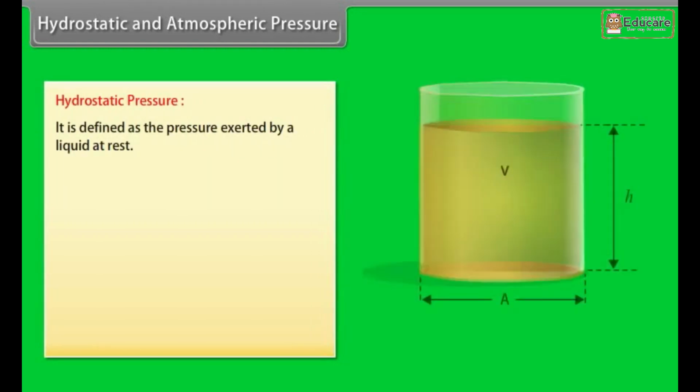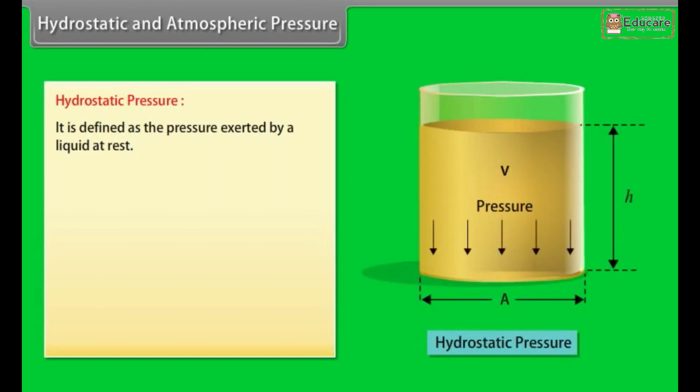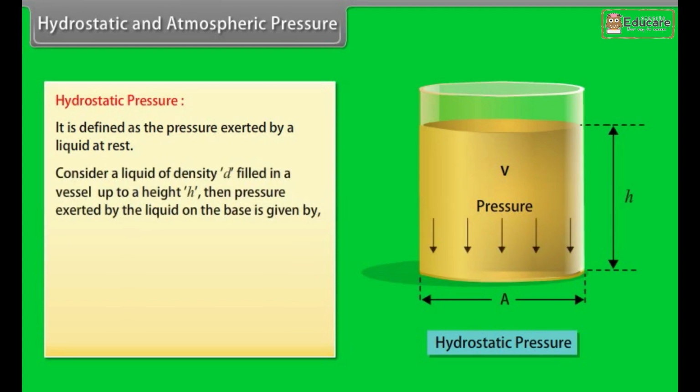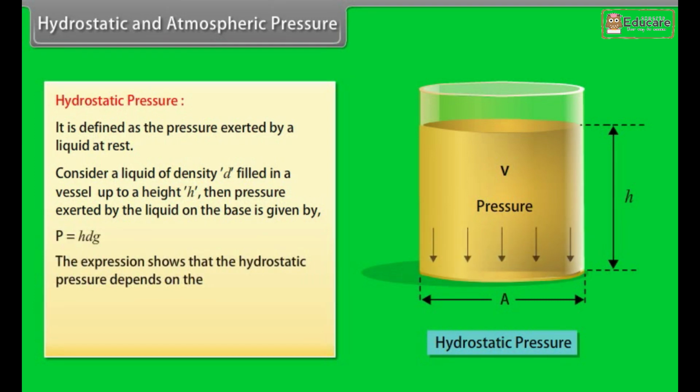Hydrostatic and atmospheric pressure. Hydrostatic pressure is defined as the pressure exerted by a liquid at rest. Consider a liquid of density d filled in a vessel up to a height h. Then, the pressure exerted by the liquid on the base is given by P equals hdg. The expression shows that the hydrostatic pressure depends on the vertical height of the liquid and the density of the liquid.